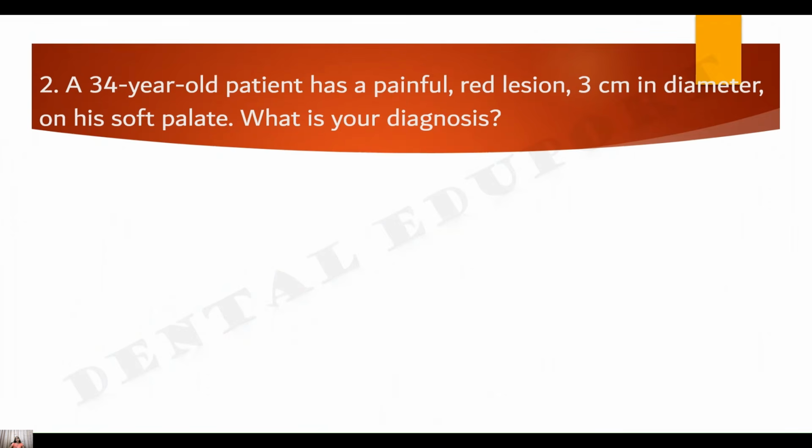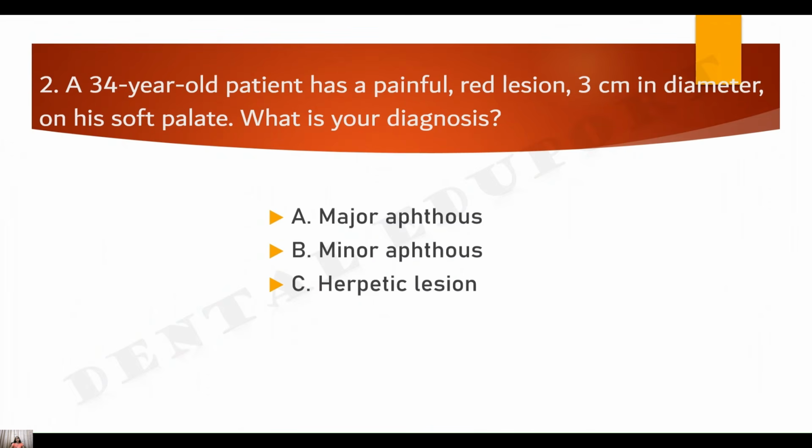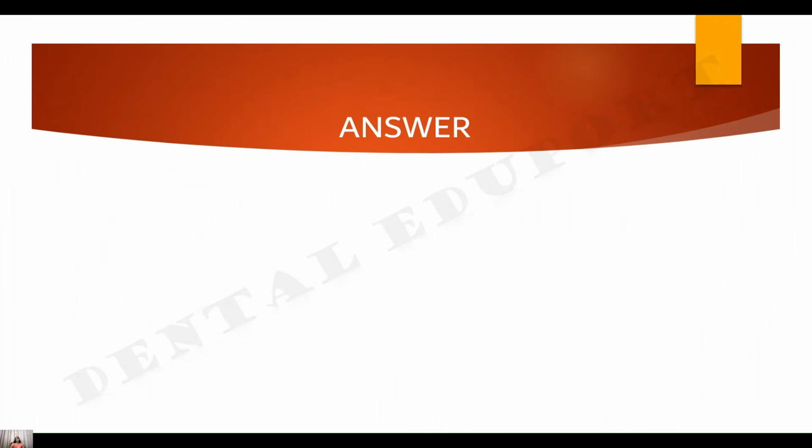A 34-year-old patient has a painful red lesion, 3 cm in diameter, on his soft palate. What is your diagnosis? Options are A. Major aphthous, B. Minor aphthous, C. Herpetic lesion, D. None of the above. The answer is A. Major aphthous.